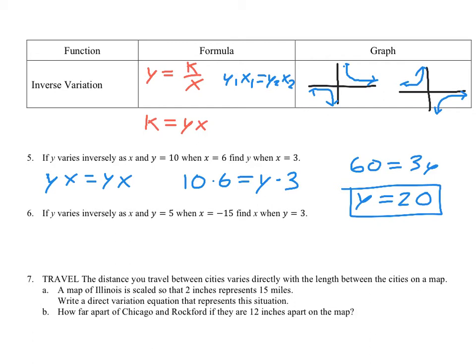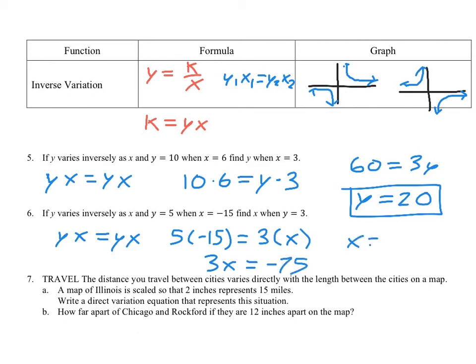Number 6, we see the same words to begin the problem. Y varies inversely as x means y times x. Y equals 5 when x equals negative 15. Find x, so we don't know x, when y is 3. So 3x equals negative 75, which means x equals negative 25. You also could have reduced so you don't have to deal with big numbers. Like from this initial step, we could have just reduced, so 3, negative 15. We'll change the 3 to a 1 and the negative 15 to a negative 5. And then from there you can see that x equals negative 25.